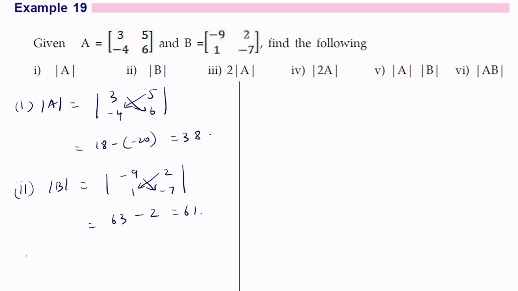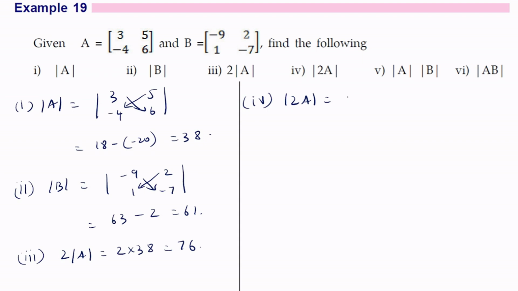Then we have the third subdivision, 2 into determinant of A. So it is 2 into 38, which is 76. And then the fourth subdivision, we have determinant of 2A.